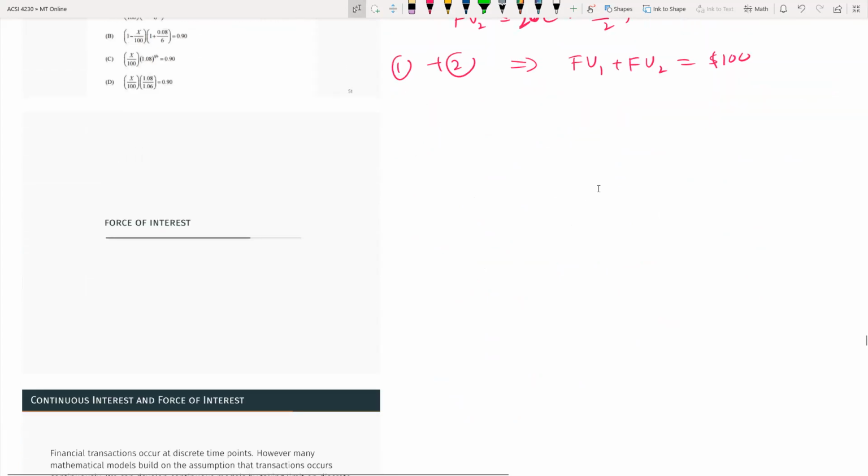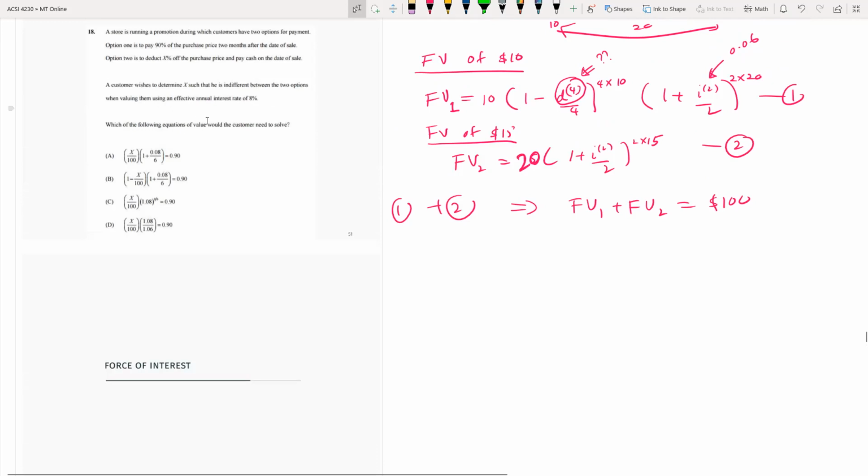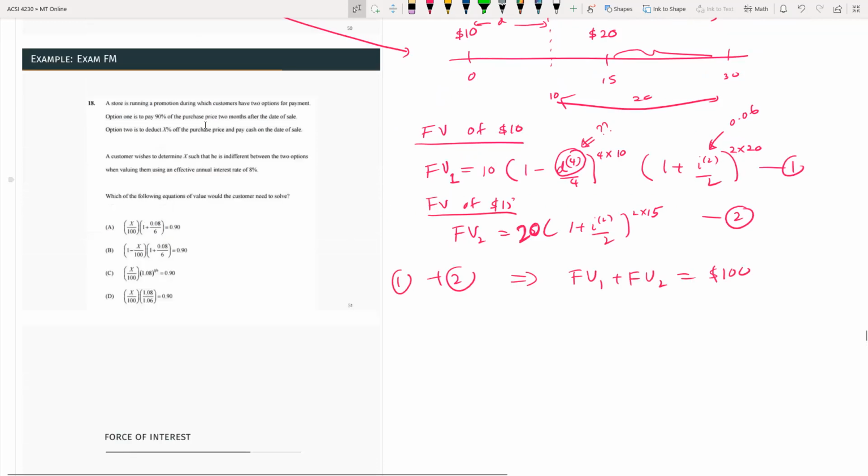Okay, so that's all for this lesson. And in the next lesson, we are going to discuss force of interest. I'm going to skip this problem. You can try to do it, if you don't know how to do it, okay.